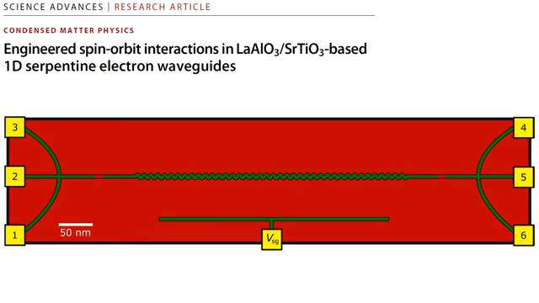Engineered spin-orbit interactions in lanthanum aluminate strontium titanate based 1D serpentine electron waveguides. What does this all mean?